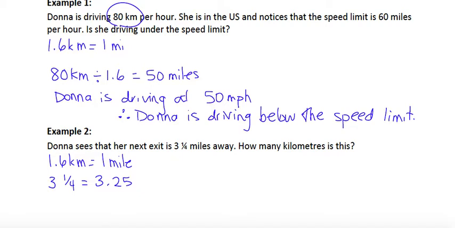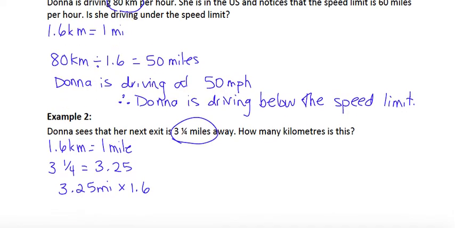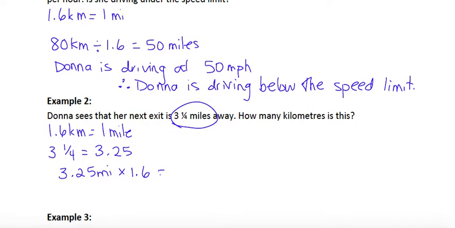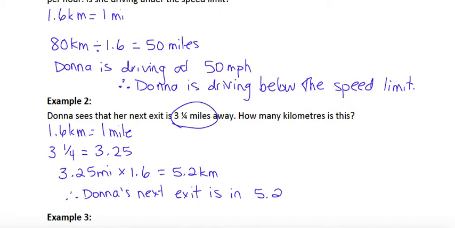So now because we are going from an imperial measurement, so 3.25 miles, to a metric measurement, we want to multiply. So this time we're going to multiply by a conversion factor of 1.6. And doing that gives us a value of 5.2. And the units that we converted it to were kilometers. So therefore, Donna's next exit is in 5.2 kilometers.